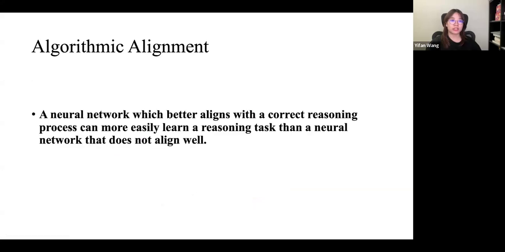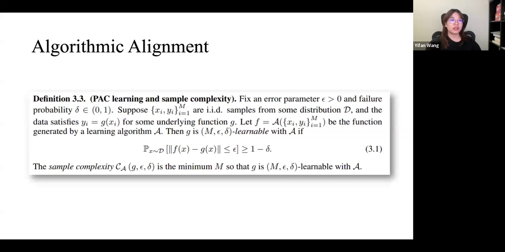Then we have the following observation. A neural network which better aligns with the correct reasoning process can more easily learn a reasoning task than a neural network that does not align well. Okay, then we move forward to the algorithm alignment. So before introducing the formal definition, I will first introduce the PAC learning framework, because algorithm alignment is built on this framework. So let's look at definition 3.3.